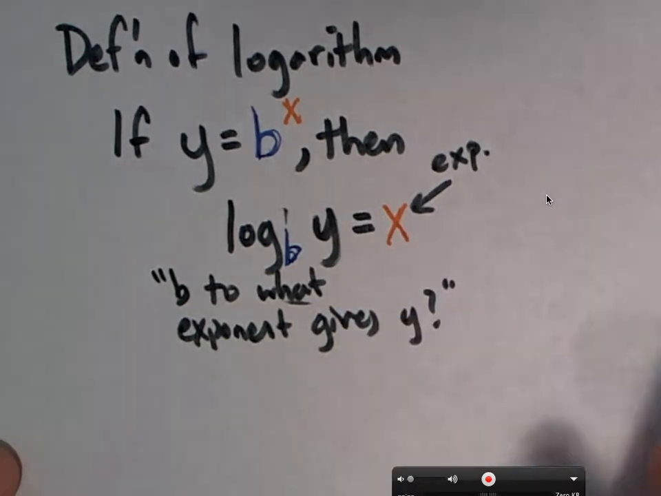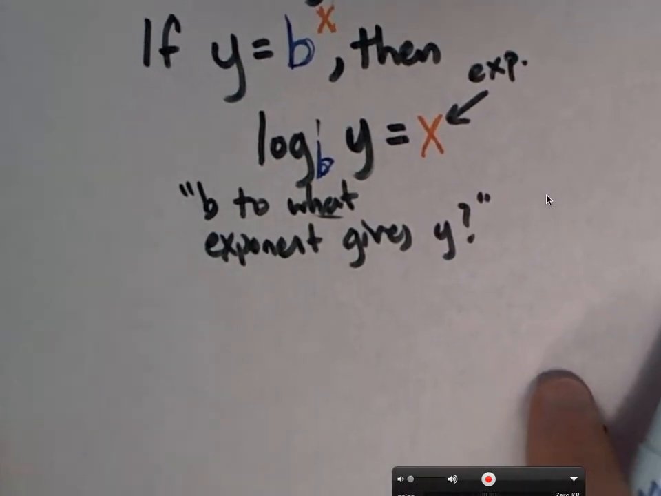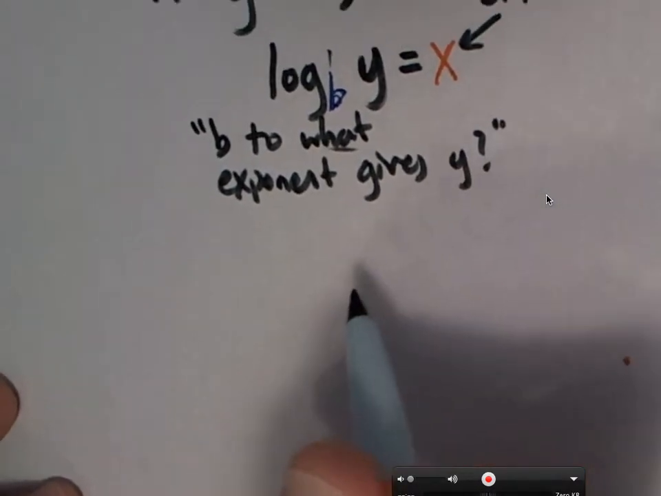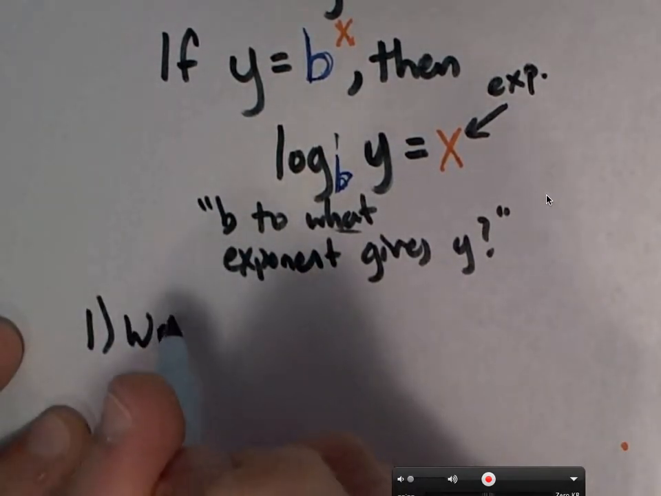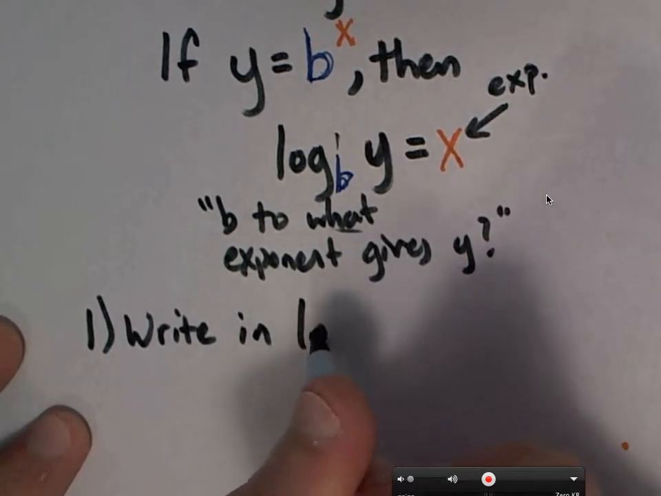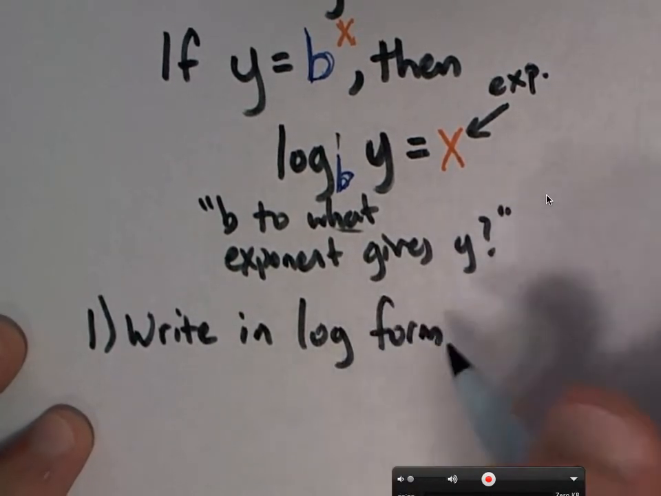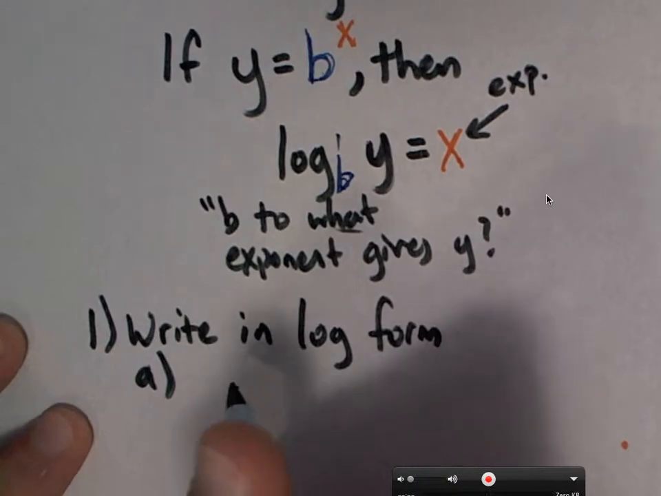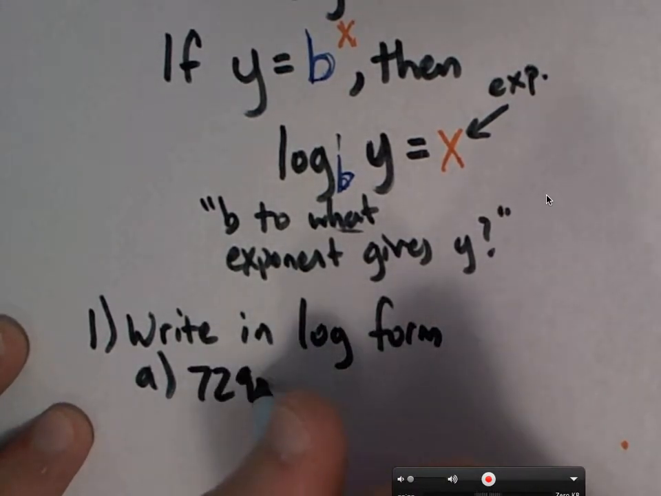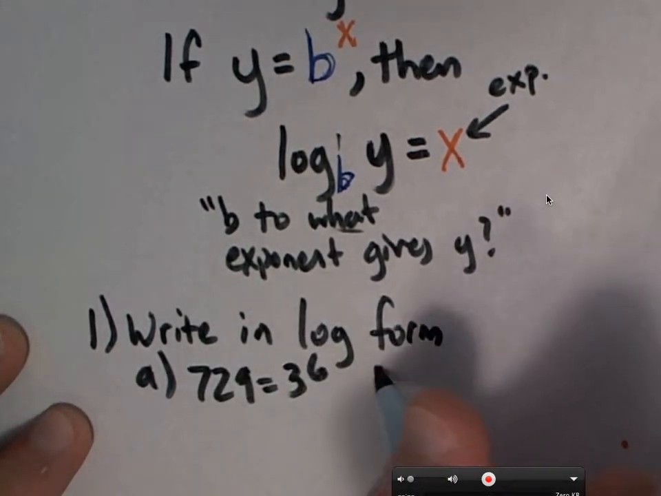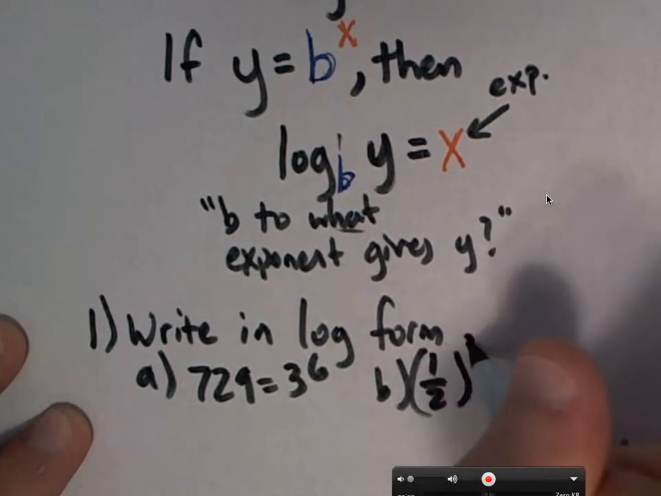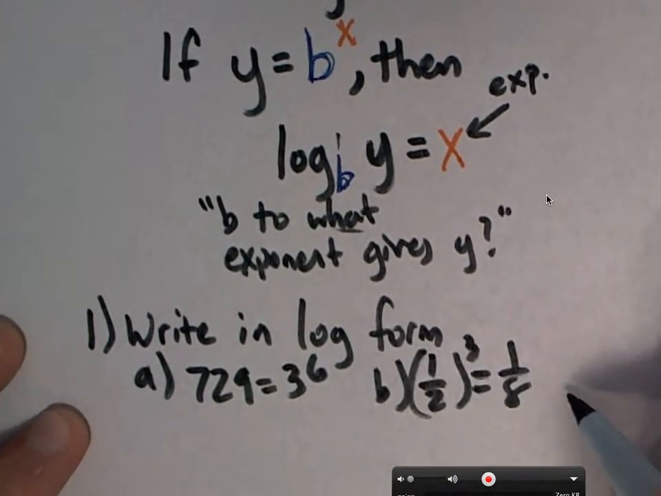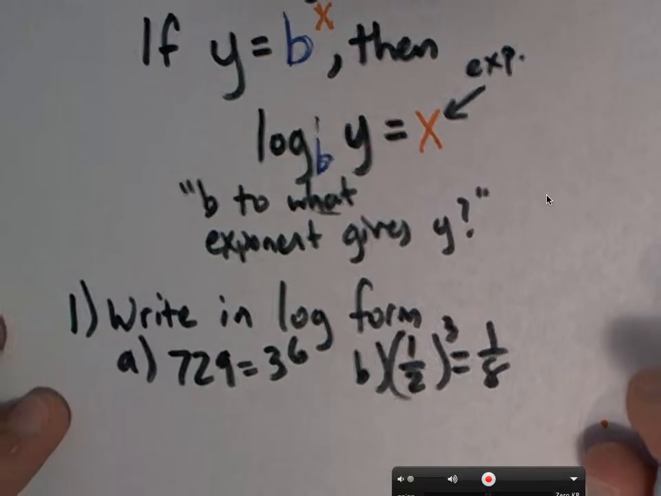So what can we do with these? Let's first start practicing a little bit, writing in logarithmic form, using this definition. So number one, let's write in logarithmic form. Part A: 729 equals 3 to the 6th. And part B: 1/2 cubed equals 1/8.